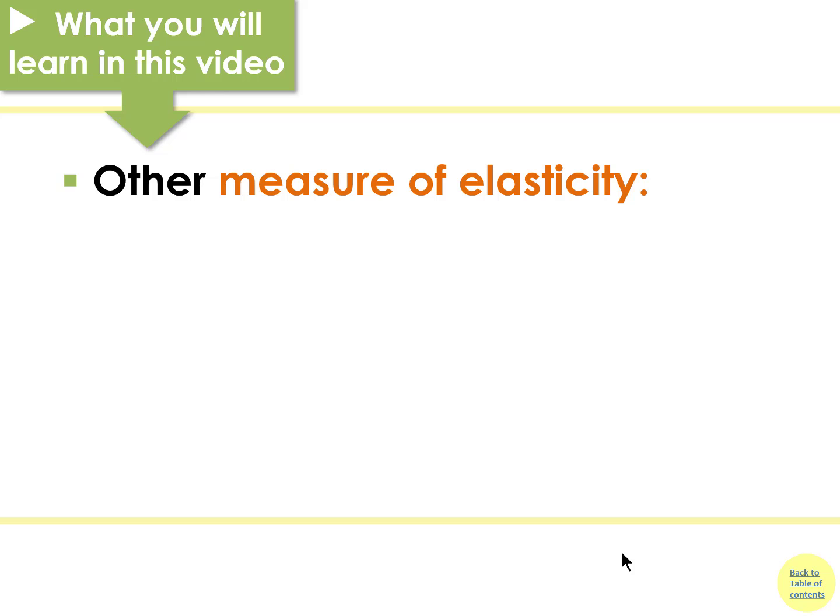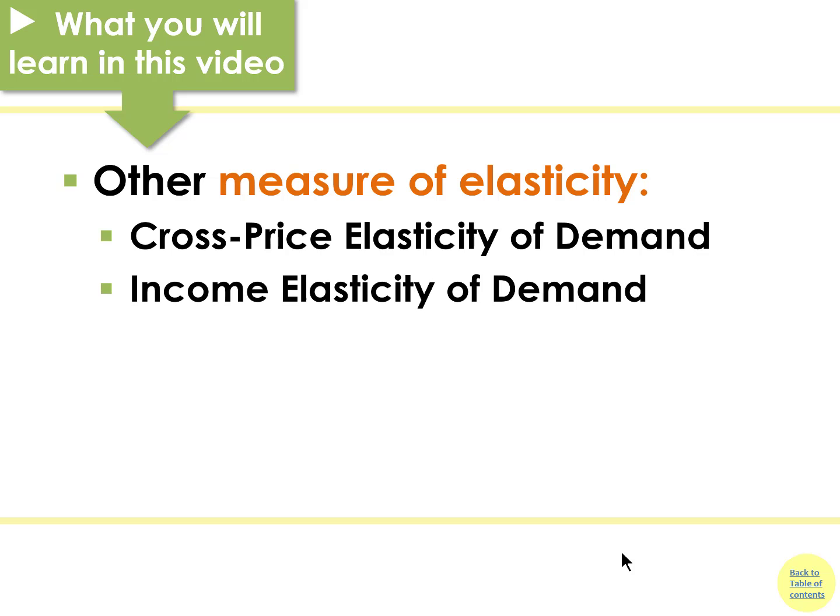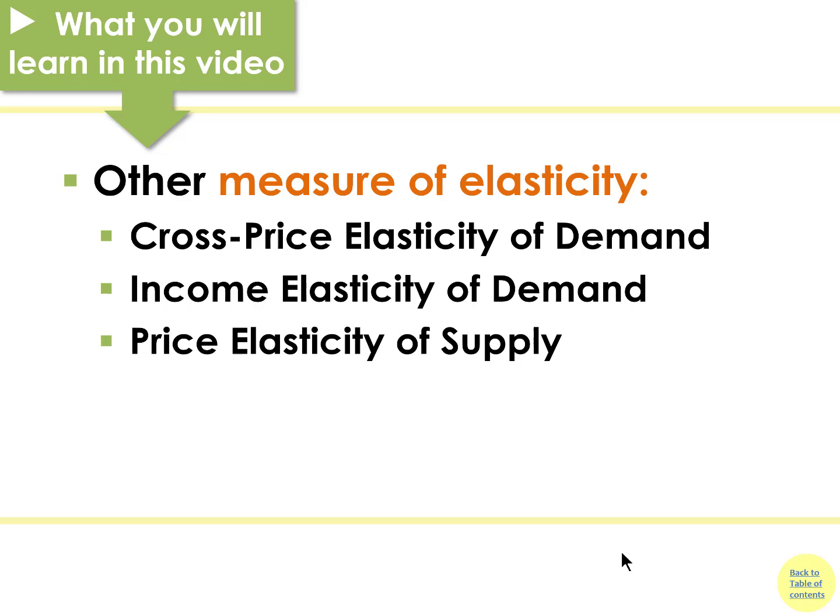So we might worry about other types of sensitivity. For instance, the sensitivity of demand for one product when the price of a different product changes. That's called cross-price elasticity. Or we might care about how consumers respond to income changes in their quantity demanded. That's income elasticity of demand. And finally, especially for producers, we might care about how much supply changes in response to price changes.